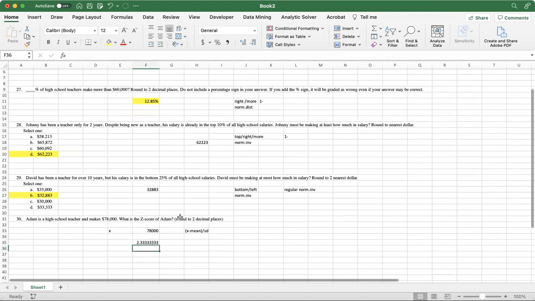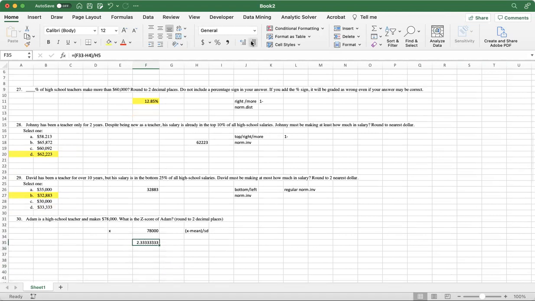And there we go. I want to round to 2 decimal places. So again, we can just do this, right? So we get 2.33, and that's our answer.